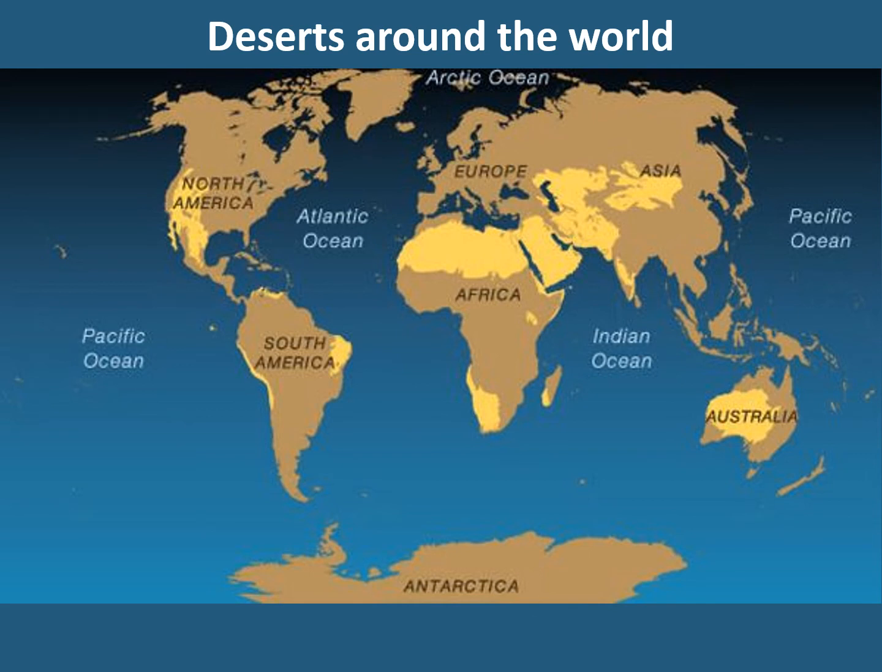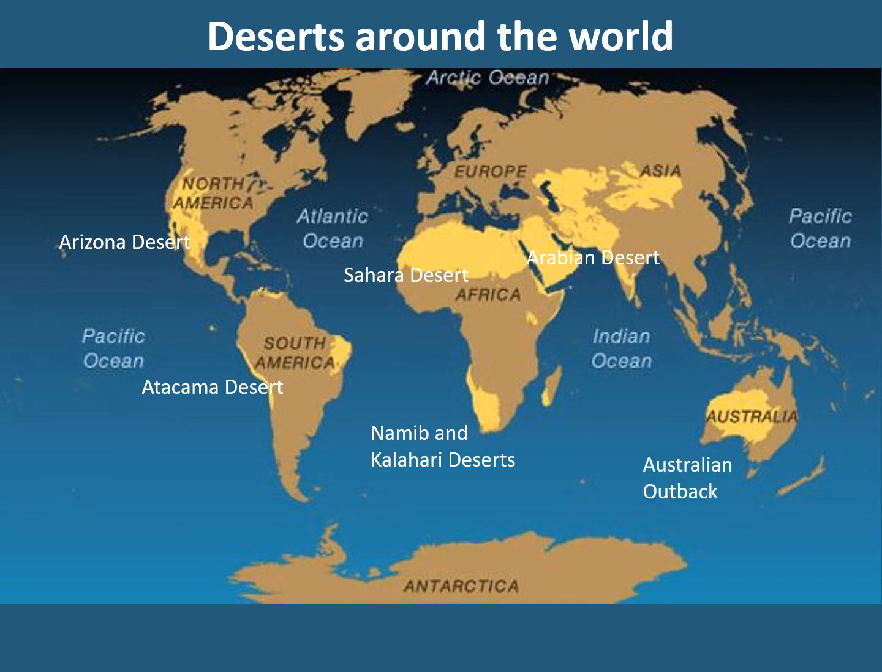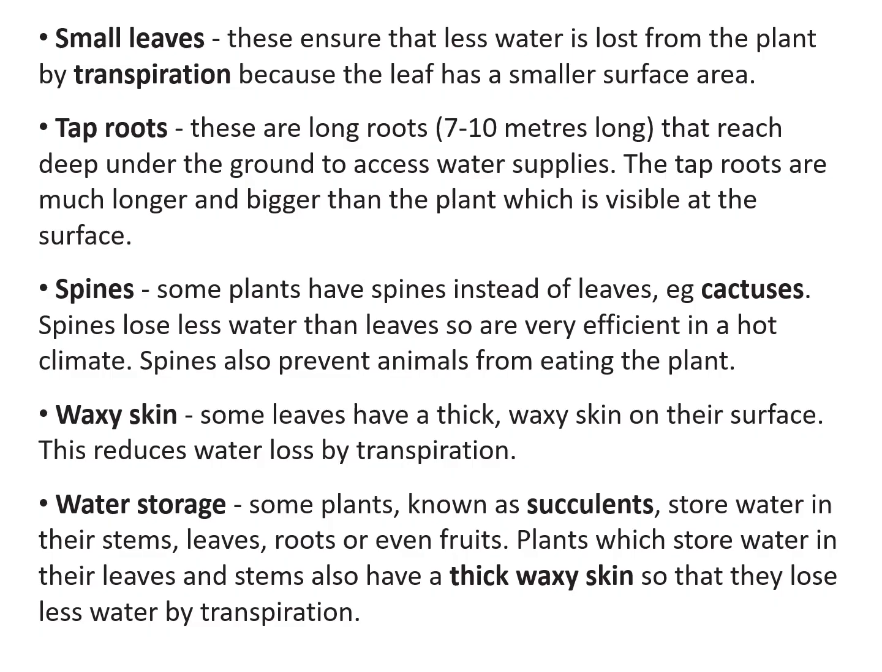Now there are 6 or 7 major deserts in the world, and there are lots of smaller deserts as well. So you've got the Atacama Desert in South America. You've got the Arizona Desert in North America, the Sahara, which is the most famous one in North Africa, the Arabian Desert, the Namib and Kalahari Deserts in southern Africa, the Australian Outback, and also the Gobi Desert in Central Asia. Now there are other deserts, smaller names, not so well known, but those are the main deserts in the world.